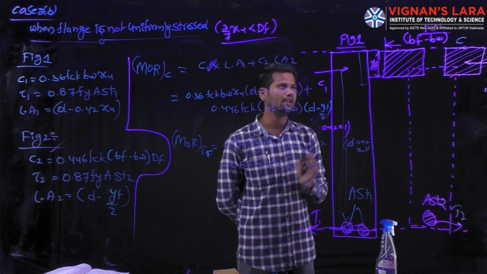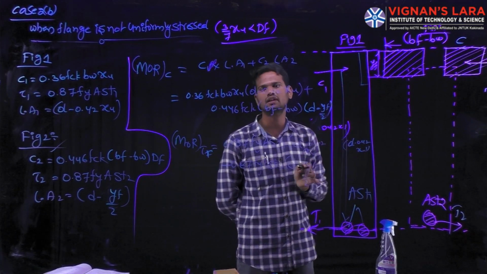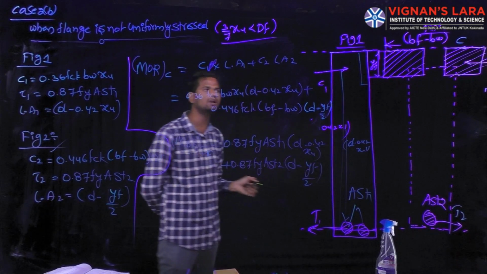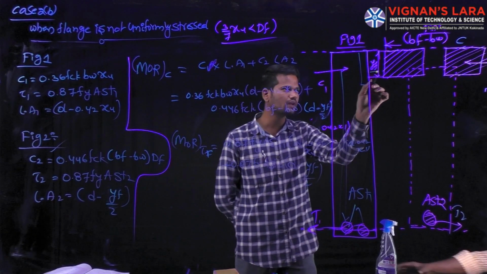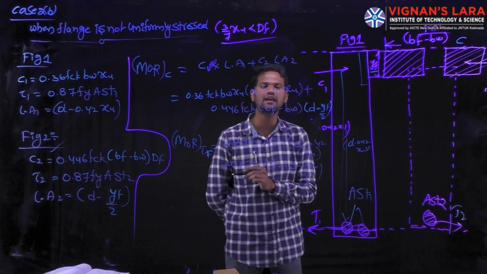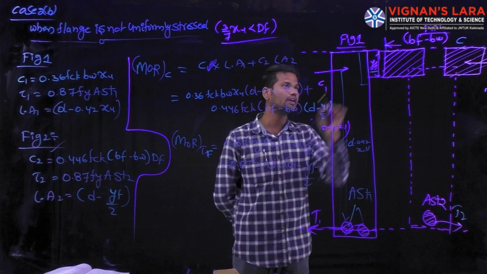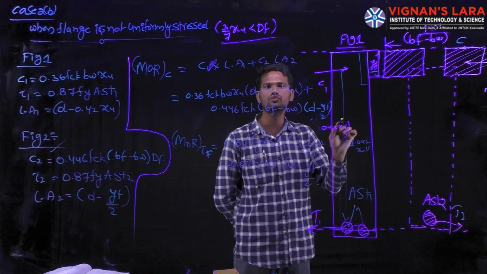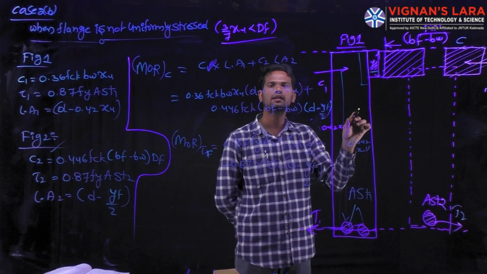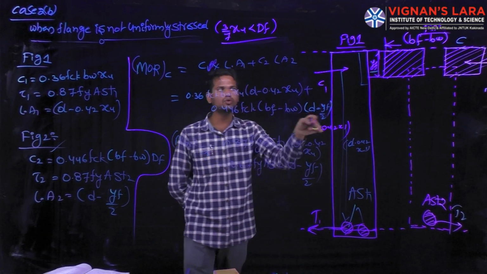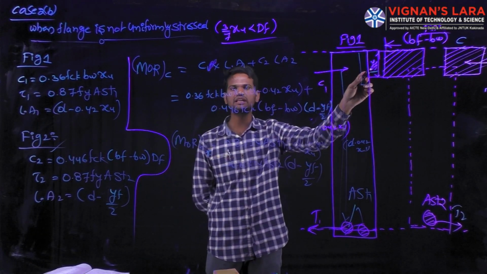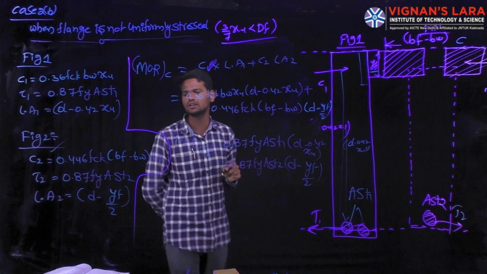If you see our present condition, in the previous condition we considered the total depth of the flange. But in the present condition, when the flange is not uniformly stressed, we have taken this value as YF. For this YF value, we have to calculate the total compressive force and total tangential forces. You have to multiply YF instead of DF, as in the previous condition.